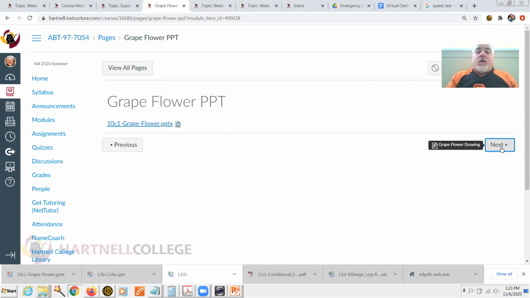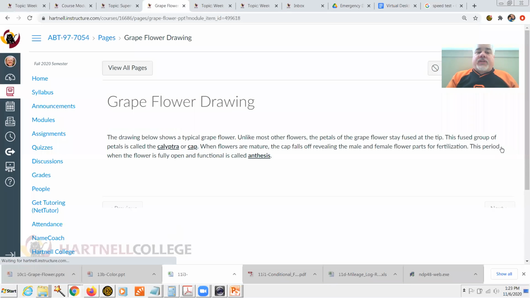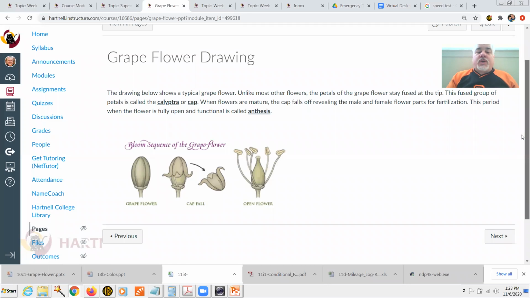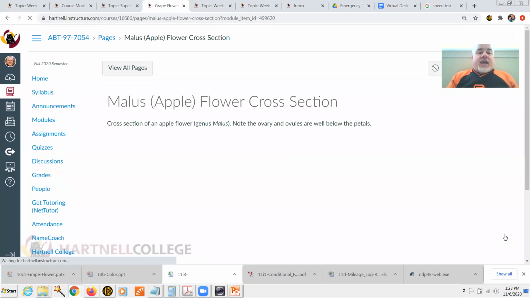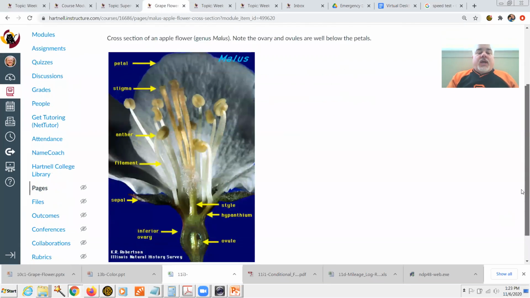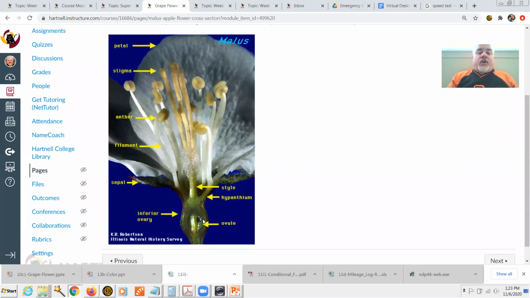grape flower. But in addition, and I'm not going to have separate PowerPoints for this, I have a drawing that you can use with some important words: calyptra, cap, and thesis. These are important vocabulary words, and a great picture of a grape flower, a commercial grape flower, and the calyptra or cap falling off, opening it up, preparing it for pollination and fertilization. I also have a malus, or apple flower, just as comparison. And you can see this inferior ovary.